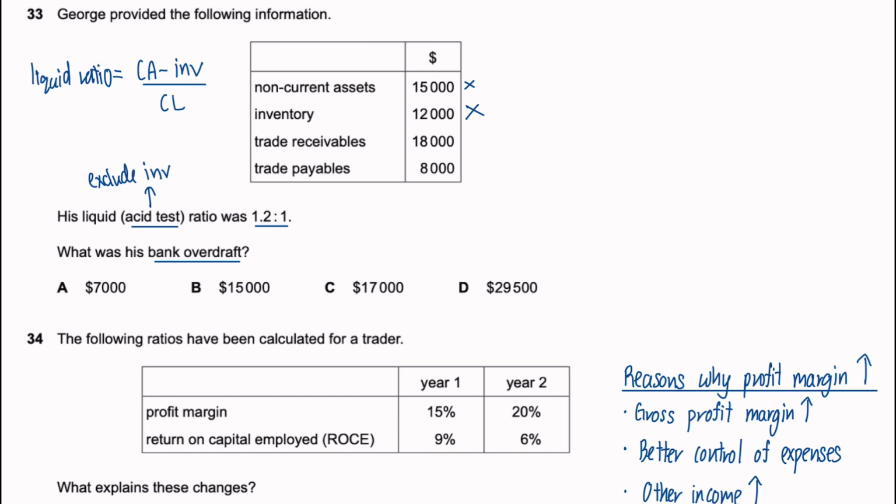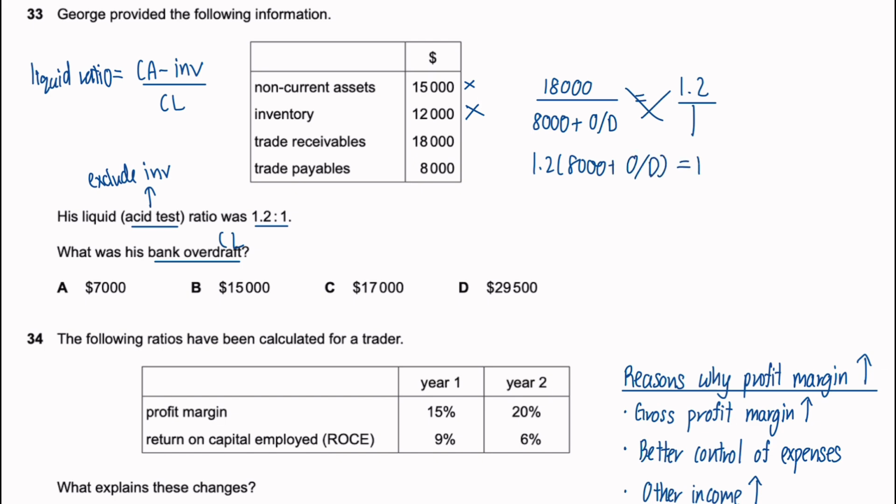So let's plug in. So 18,000 above is your liquid asset, and then you divide it by your 8,000 is your trade payable plus overdraft, because overdraft is a current liability. Then you just equate to 1.2 to 1. You can cross multiply, okay? So you'll get like this. Okay, just get 7,000.